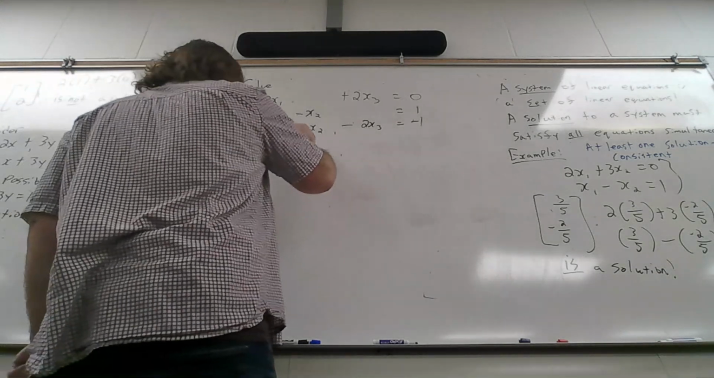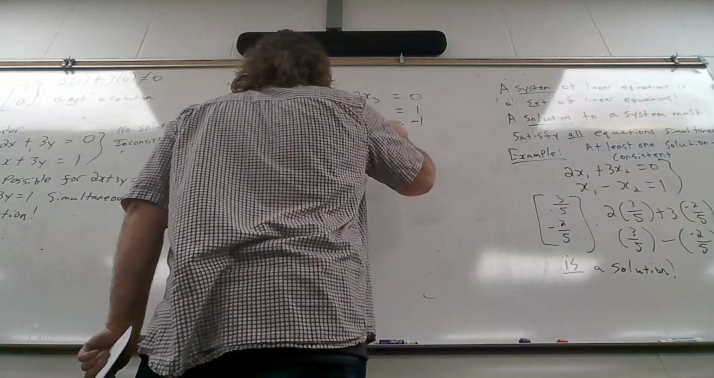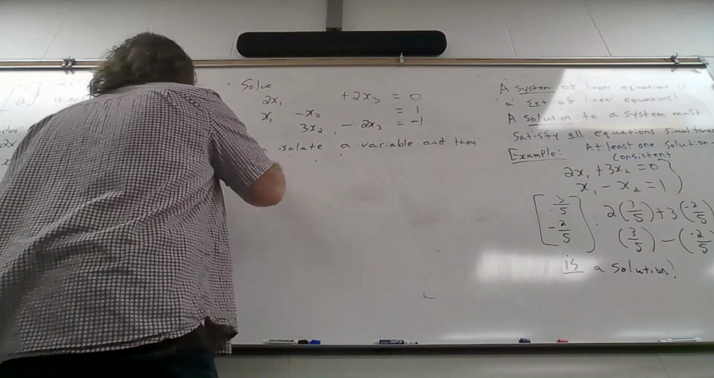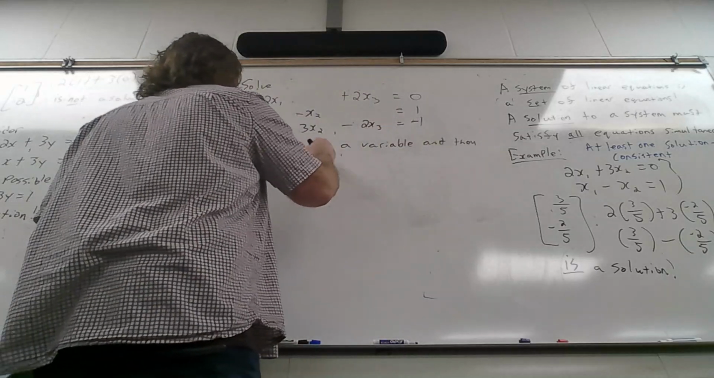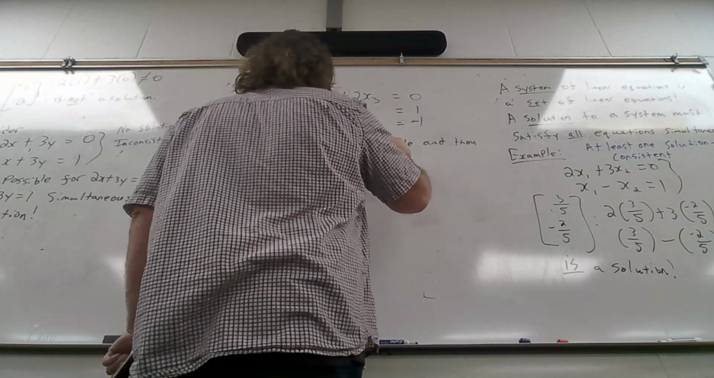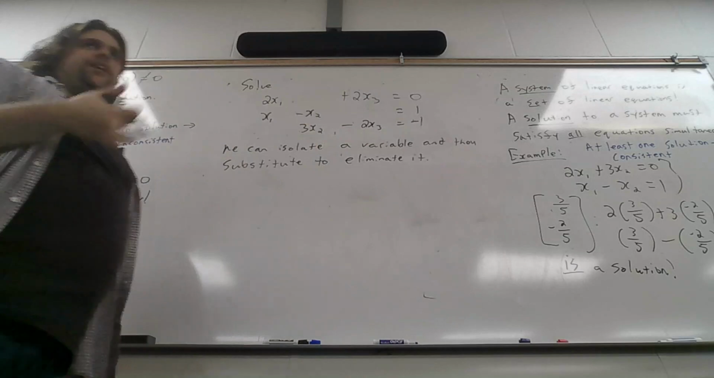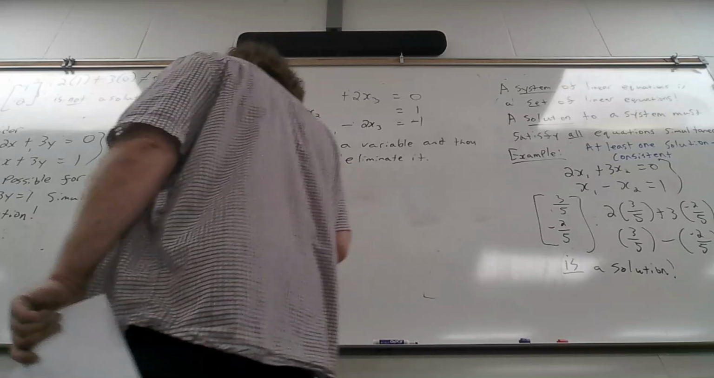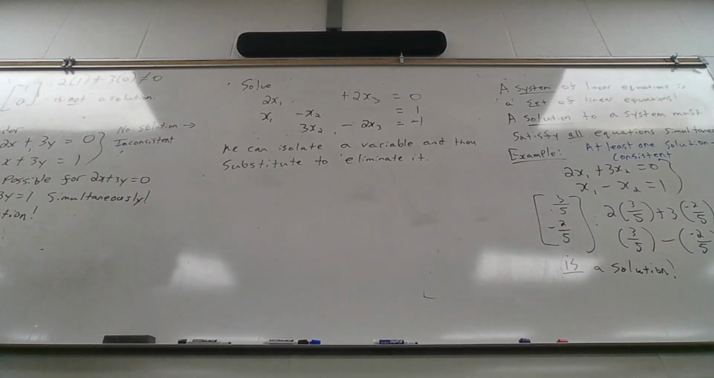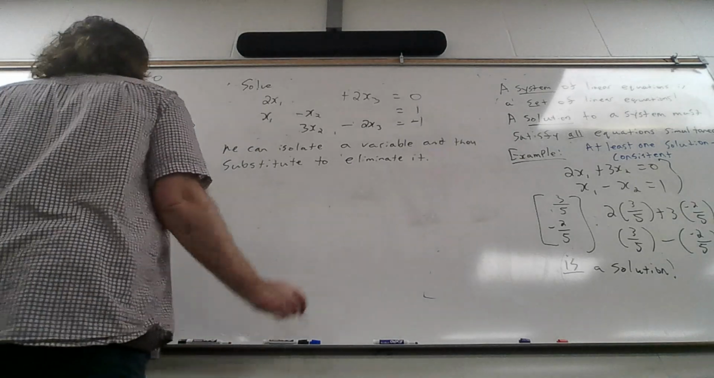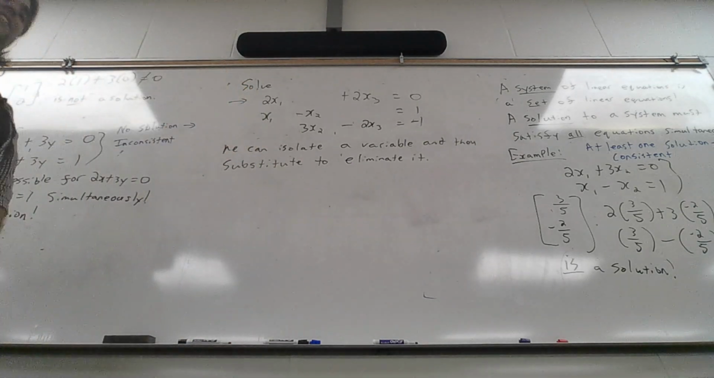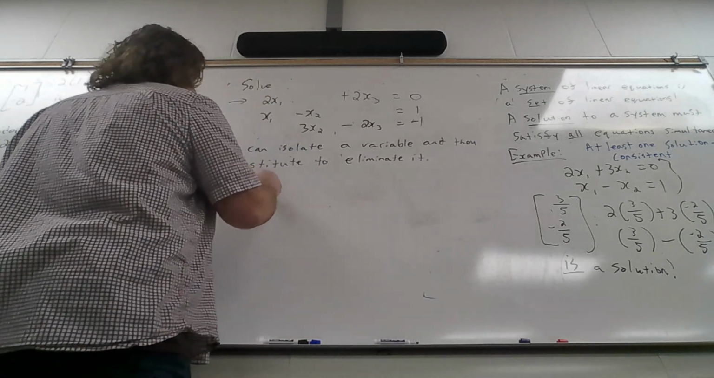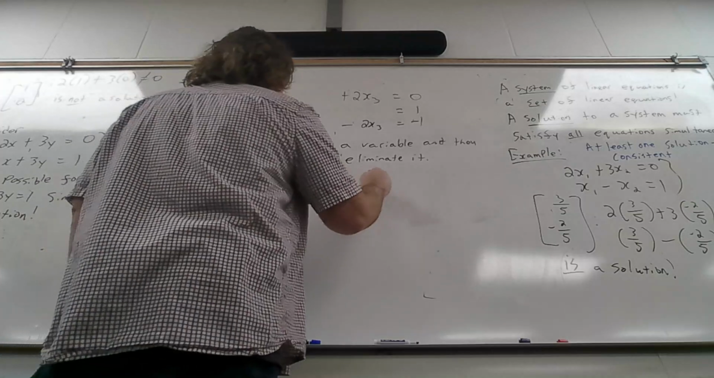So we can isolate a variable and then substitute to eliminate it. And we just do that over and over again until we get a solution. So it does not matter what variable you pick first and what equation you pick first. So generally speaking, I just go in order, right? Like, let's start with equation 1. What does that say? Equation 1 is 2x1 plus 2x3 equals 0.